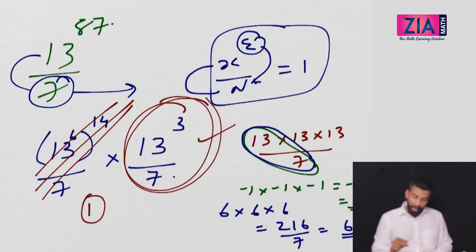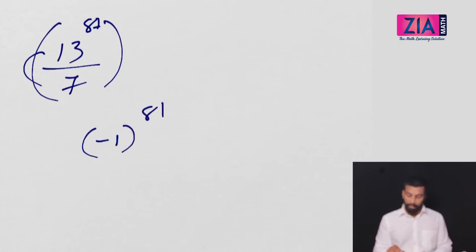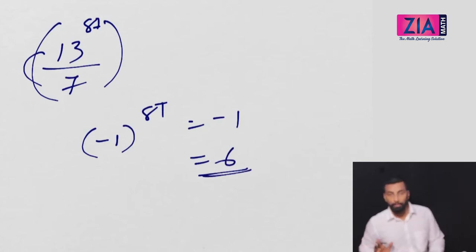So that's 6. Now, by using what we know already, you can get the answer, right? This only for this question, 13 by 7 raised to 87. We know 13 by 7 you get remainder minus 1. So minus 1 raised to 87, you get minus 1. You can write it as 6. You don't want Euler's number and all.